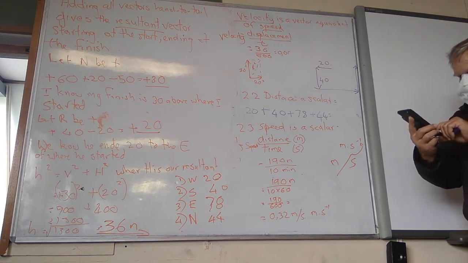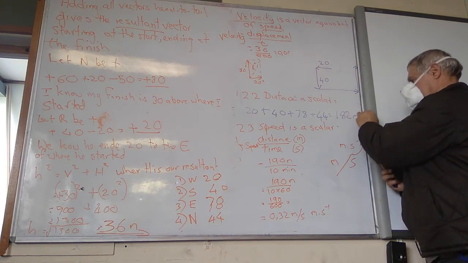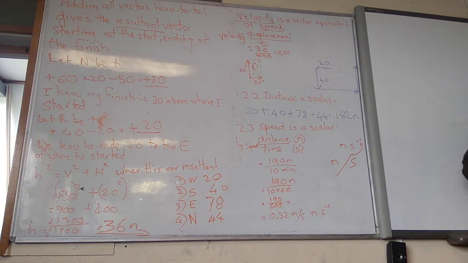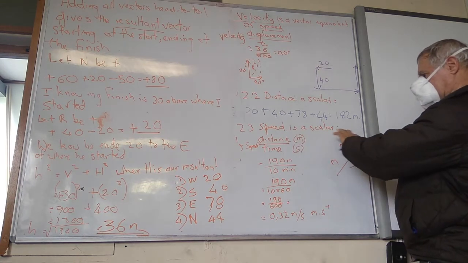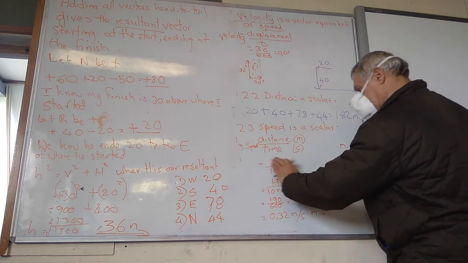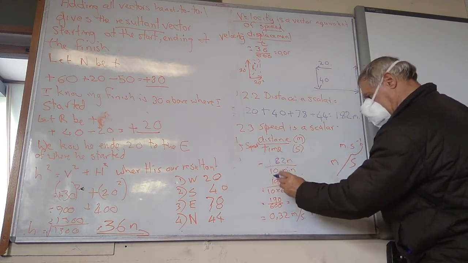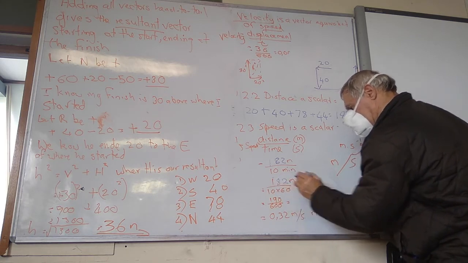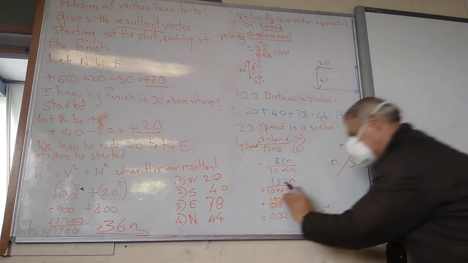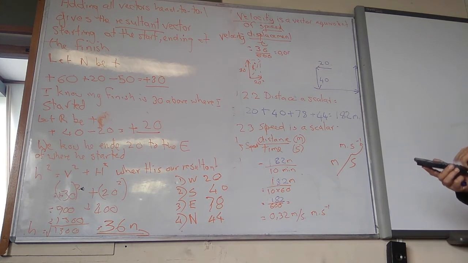Then we're going to calculate 2.3. Speed is a scalar. Let's find the distance over the time. 182 over 10 minutes. 182 still over 600. 0.30. Did you get 0.30? Yes. Right. 0.30. Any questions?